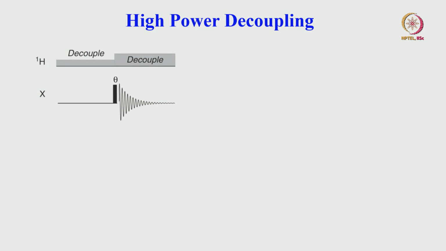I can think of another situation. I can apply continuous RF power, maybe of different strength. This is different strength, this is different strength. Can use similar strength, no problem. This is called high power decoupling. I have NOE, and at the same time I am also doing decoupling.